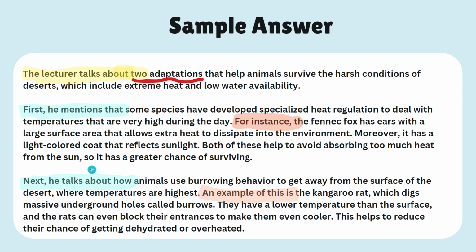And then I want to mention the second thing, the second adaptation. So I say next he talks about how, and I describe that second thing. An example of this is, and then I describe that example. So that's what's going into the answer, right? I start by mentioning the 2 things, then the first thing and the example, the second thing and the example. That's the structure of the answer.